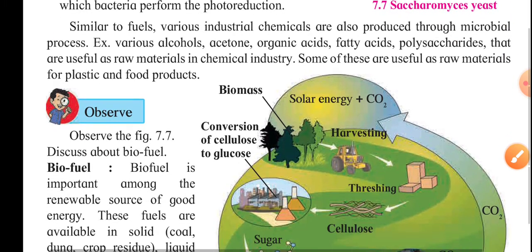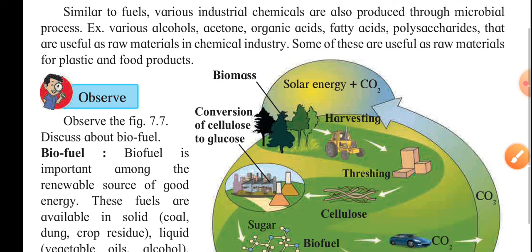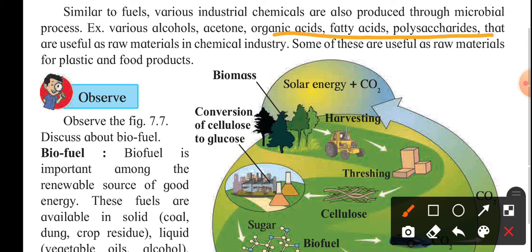Further, similar to fuels, various industrial chemicals are also produced through microbial processes. For example, they have given us various alcohols, acetone, organic acids, fatty acids, and polysaccharides that are useful as raw material in the chemical industry. Some of these are useful as raw materials for plastic and food products.